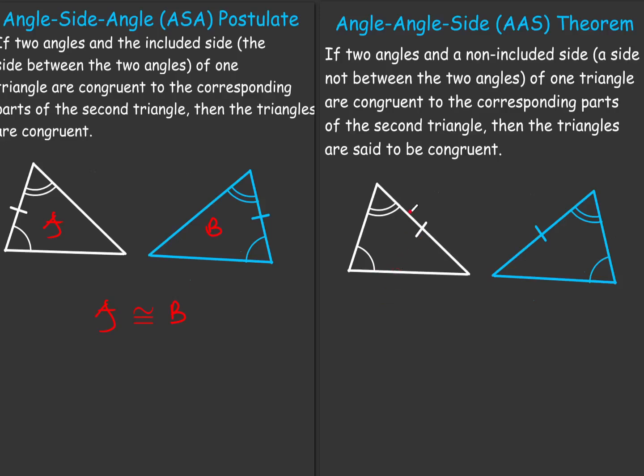So the postulate or theorem is saying if 2 angles and a non-included side of one triangle are congruent to the corresponding part of the second triangle, then the triangles are congruent. So if this one is corresponding to this, and then this angle here is corresponding to this, and the non-included sides are also equal, then it simply means the whole of these 2 triangles are also congruent.